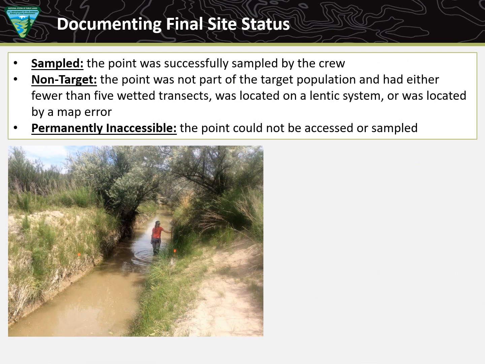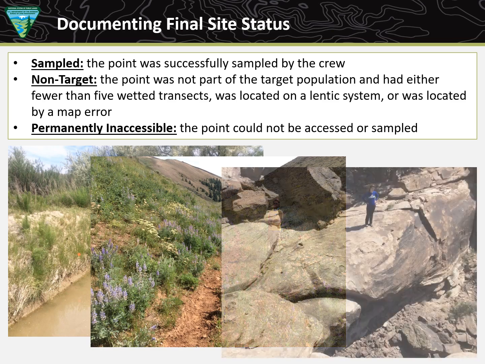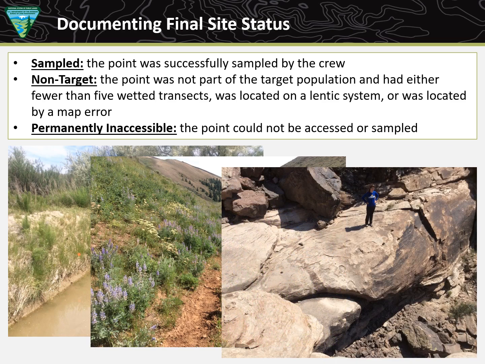Points should be marked as sampled if they were successfully sampled by the crew. Points may be marked as non-target if they were evaluated in the field or office as not being part of the target population and had fewer than 5 wetted transects, were located on a lentic system, or were located on a canal or an area with no evidence of a stream due to map error. Points may be marked as permanently inaccessible if they could not be accessed because of private land access issues or terrain features.